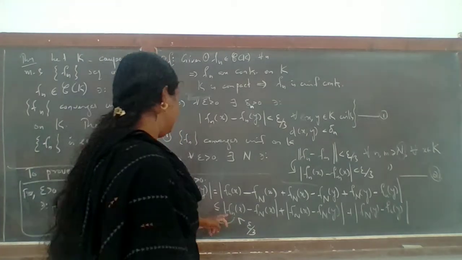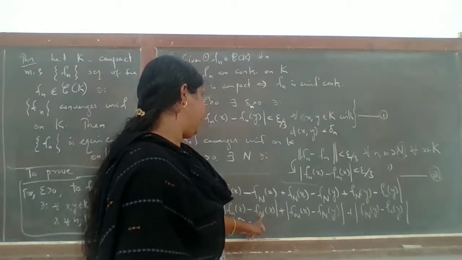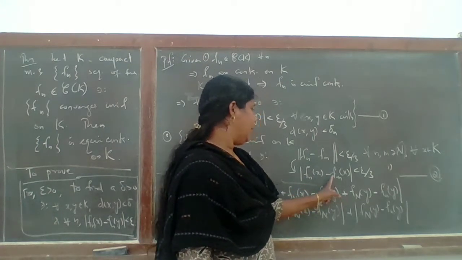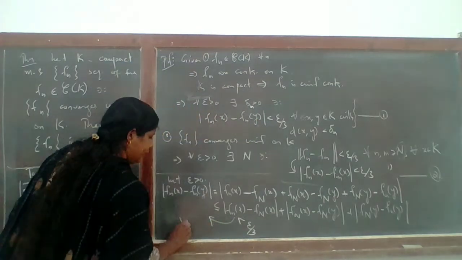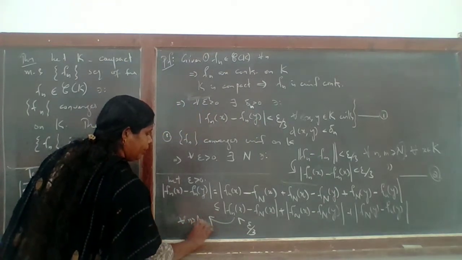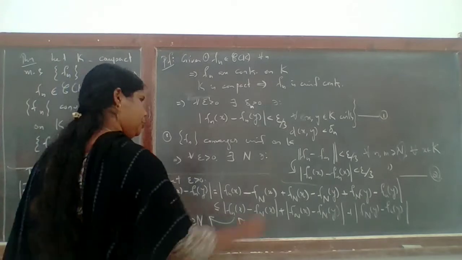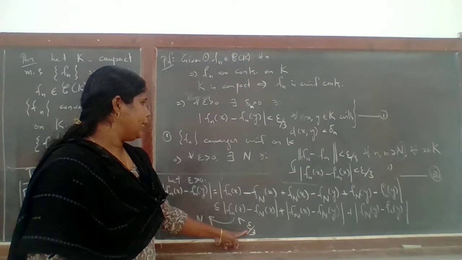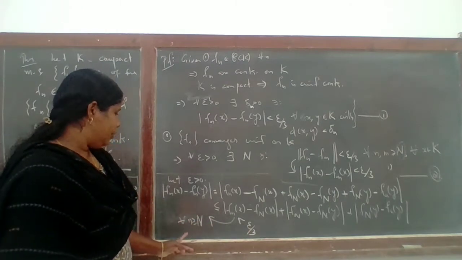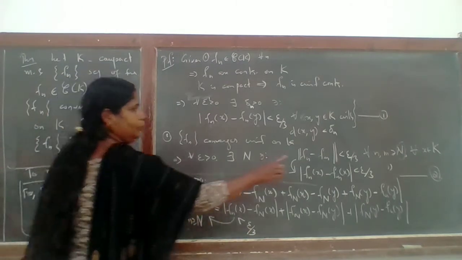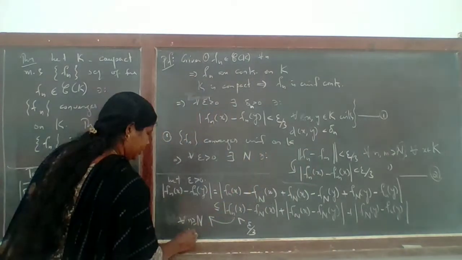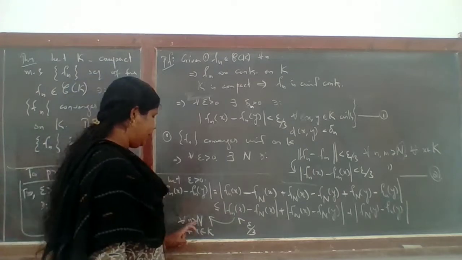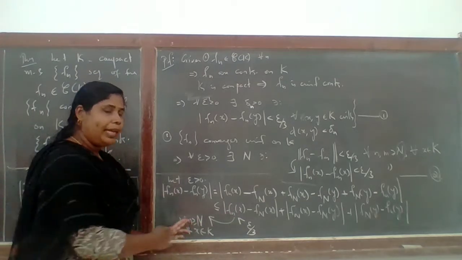So what we are using is f_n(x) minus f_N(x). So this can be used for all n greater than or equal to N. This is 2. So using 2, we get this is less than epsilon by 3 for all n greater than or equal to N, and for all x this is true because of uniform convergence. So this is true for all x, no restriction for x, but the restriction for n should be greater than or equal to N.